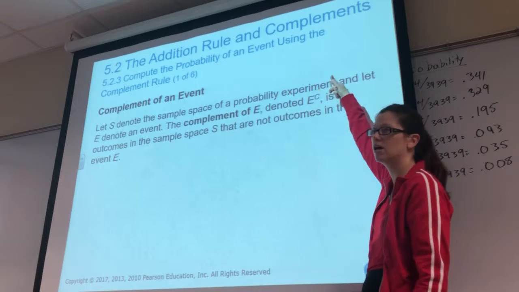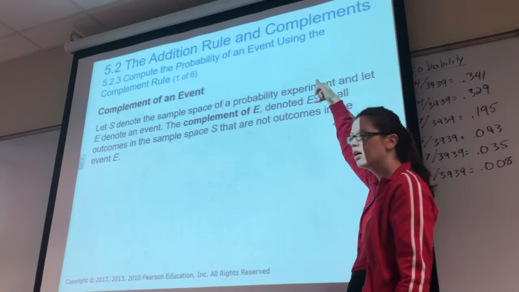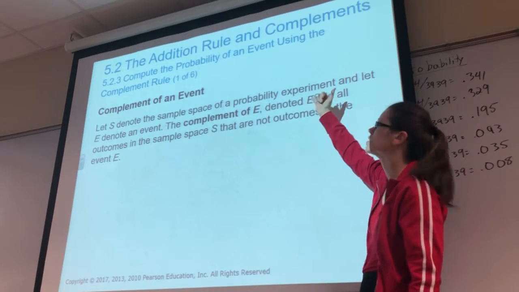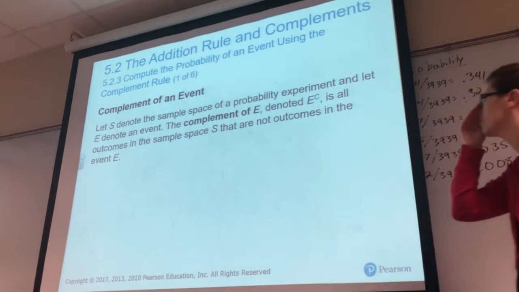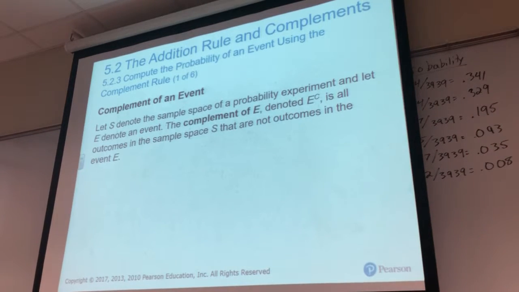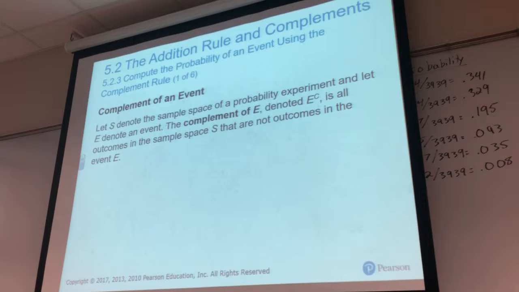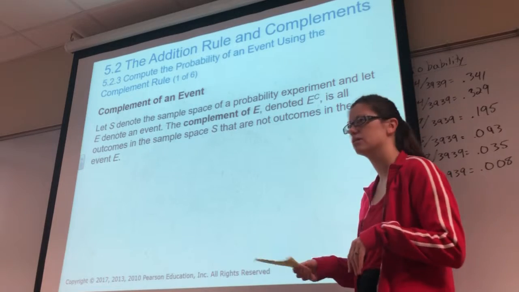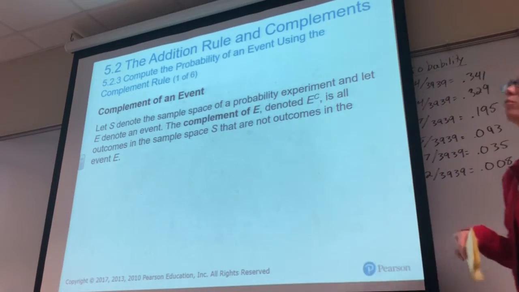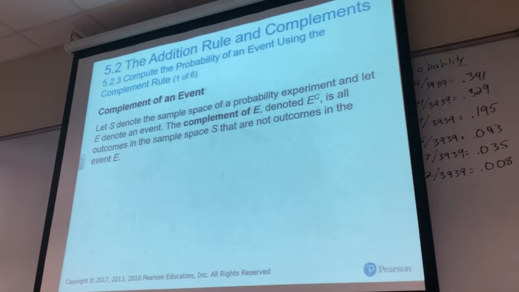In 105 it was an E with an apostrophe, but it means the same thing. They just use a C for complement. It's the same thing, different notation. So this is E complement. It's all of the outcomes in your sample space that are not in E. So E complement is basically everything else. If you're drawing a card and your event E is drawing a diamond, your complement would be drawing a heart, a club, or a spade. We're looking at everything else that's not included.